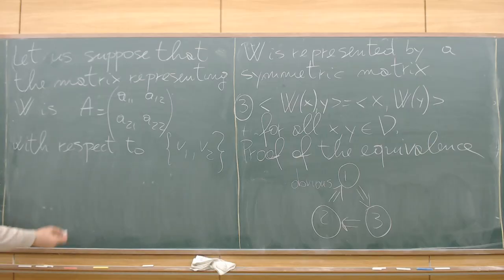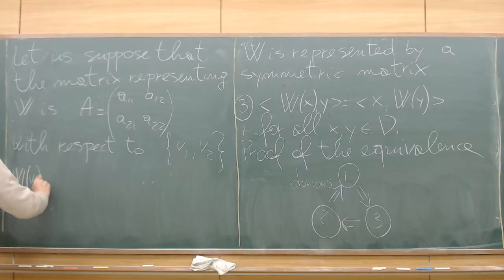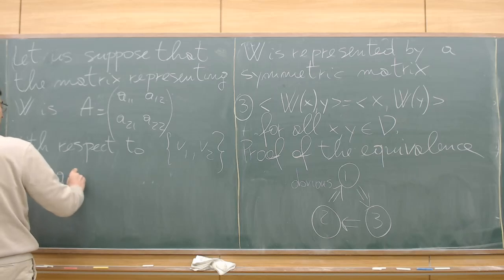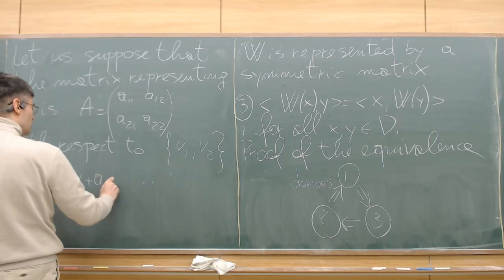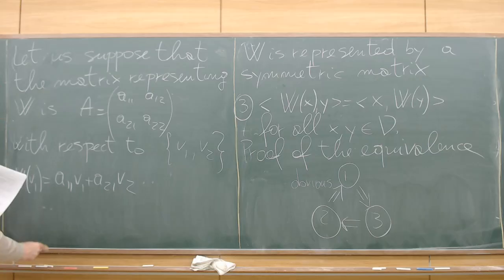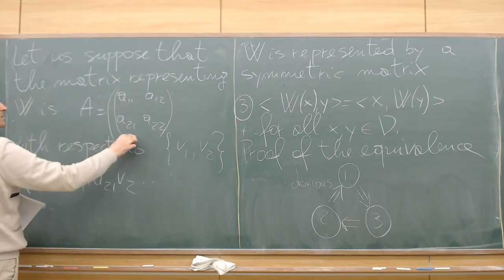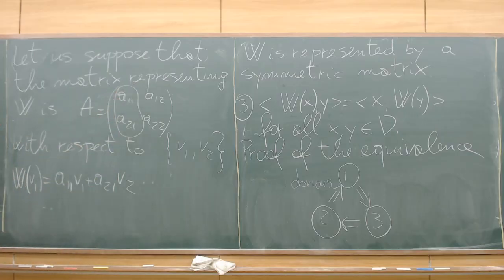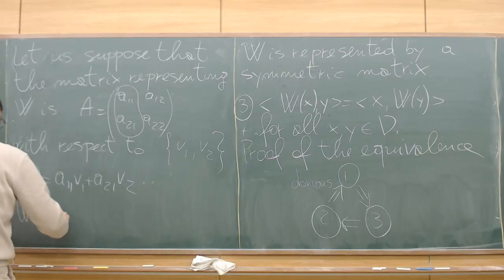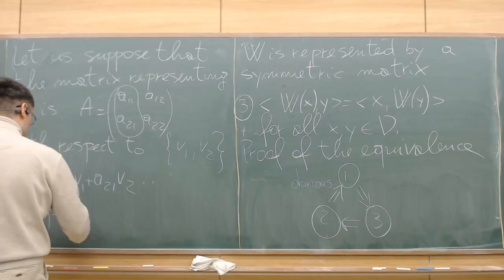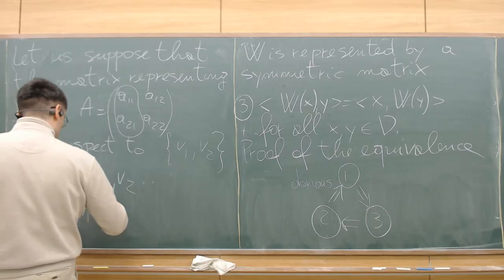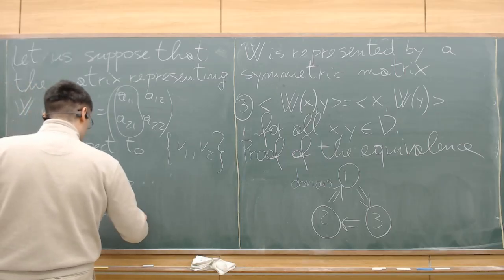Okay, it is clear that W of V1 is A11 V1 plus A21 V2. Precisely A11, A21 are the elements of the first column, and W of V2 is A12 V1 plus A22 V2.